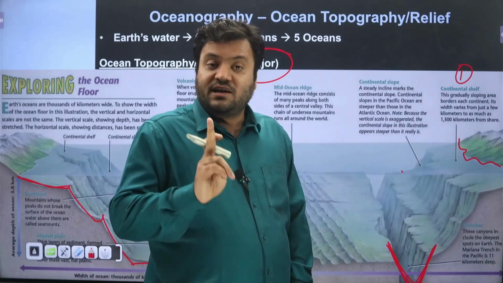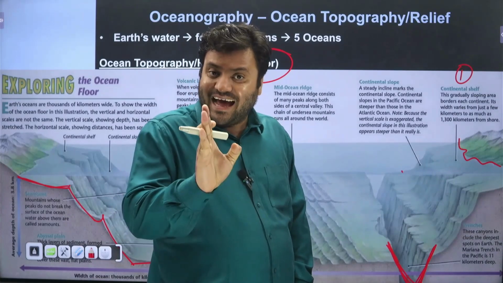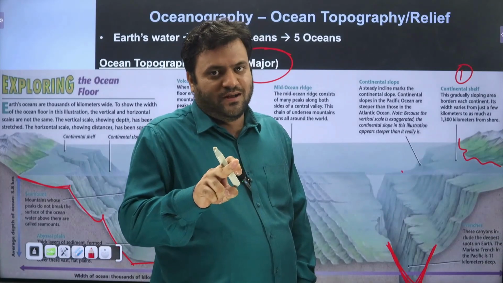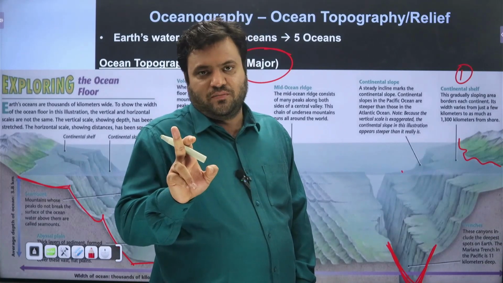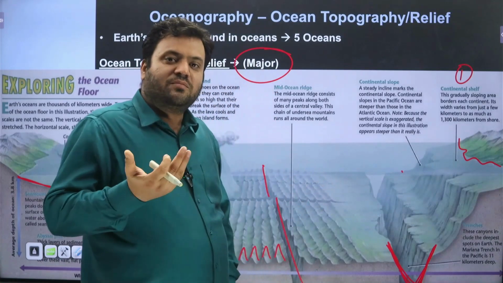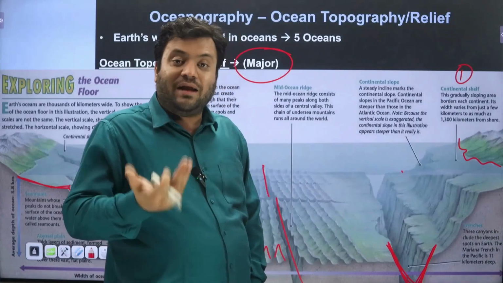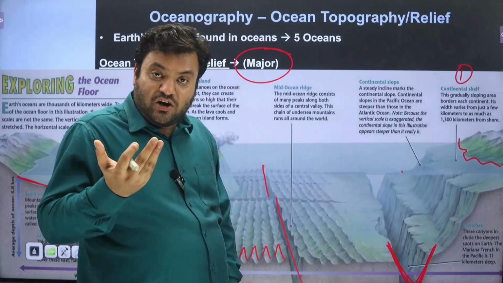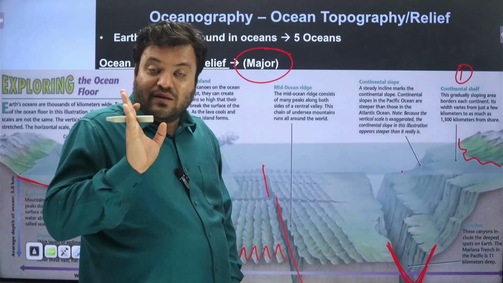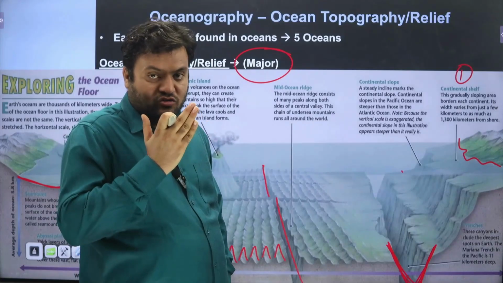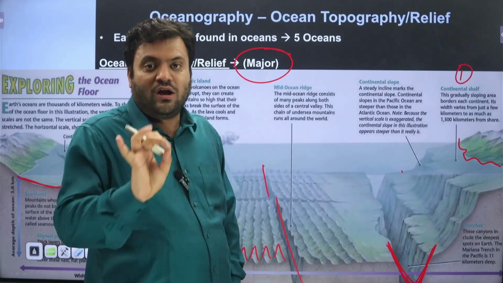It is a part of the continental plate, which is actually submerged underwater. Okay, it is not a part of the oceanic plate. So the continental shelf and continental slope are both actually part of the continental plate, but they are submerged underwater. Okay, if they are submerged underwater, that doesn't mean that it is the oceanic plate. No, the continental shelf and continental slope are part of the continental plate.